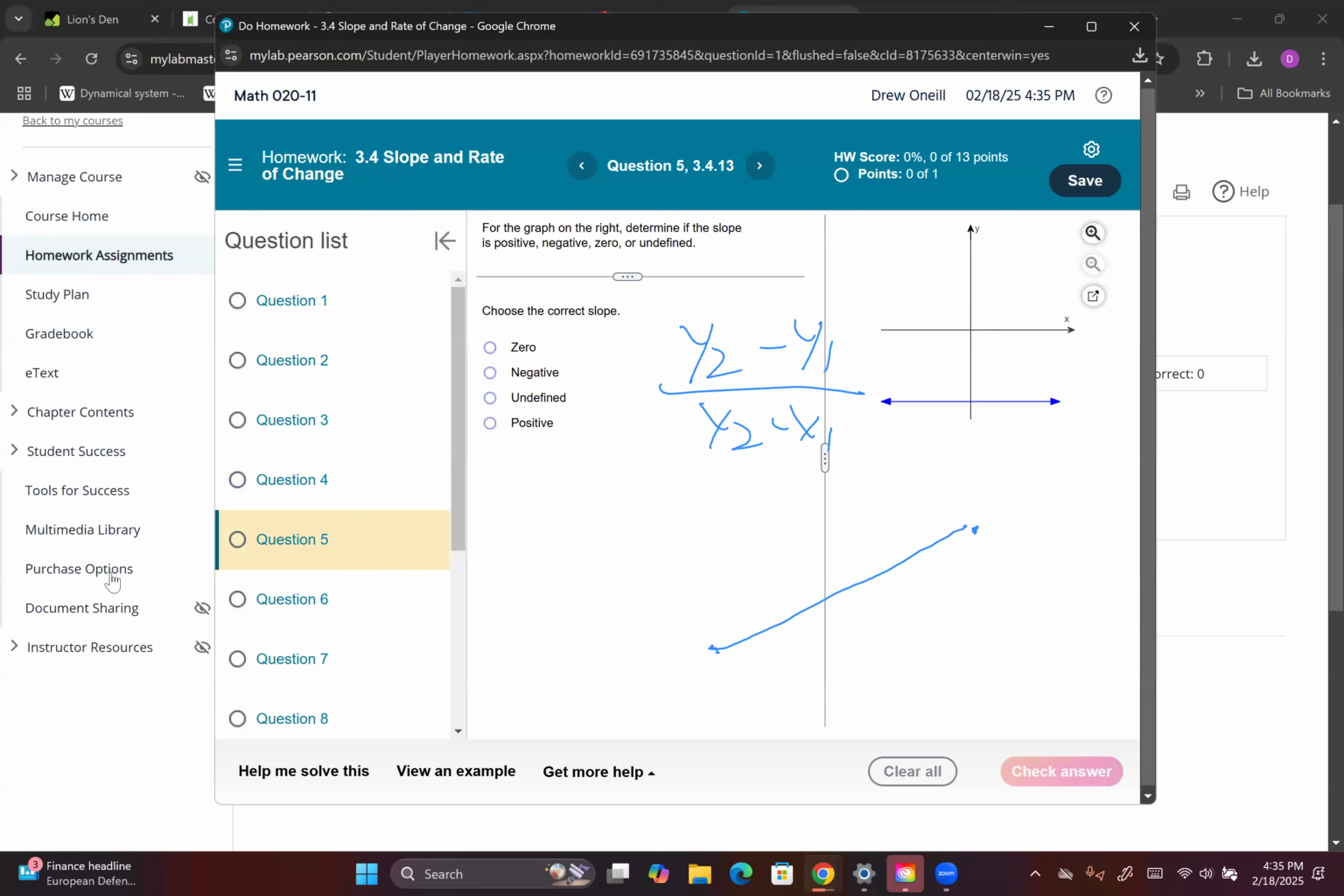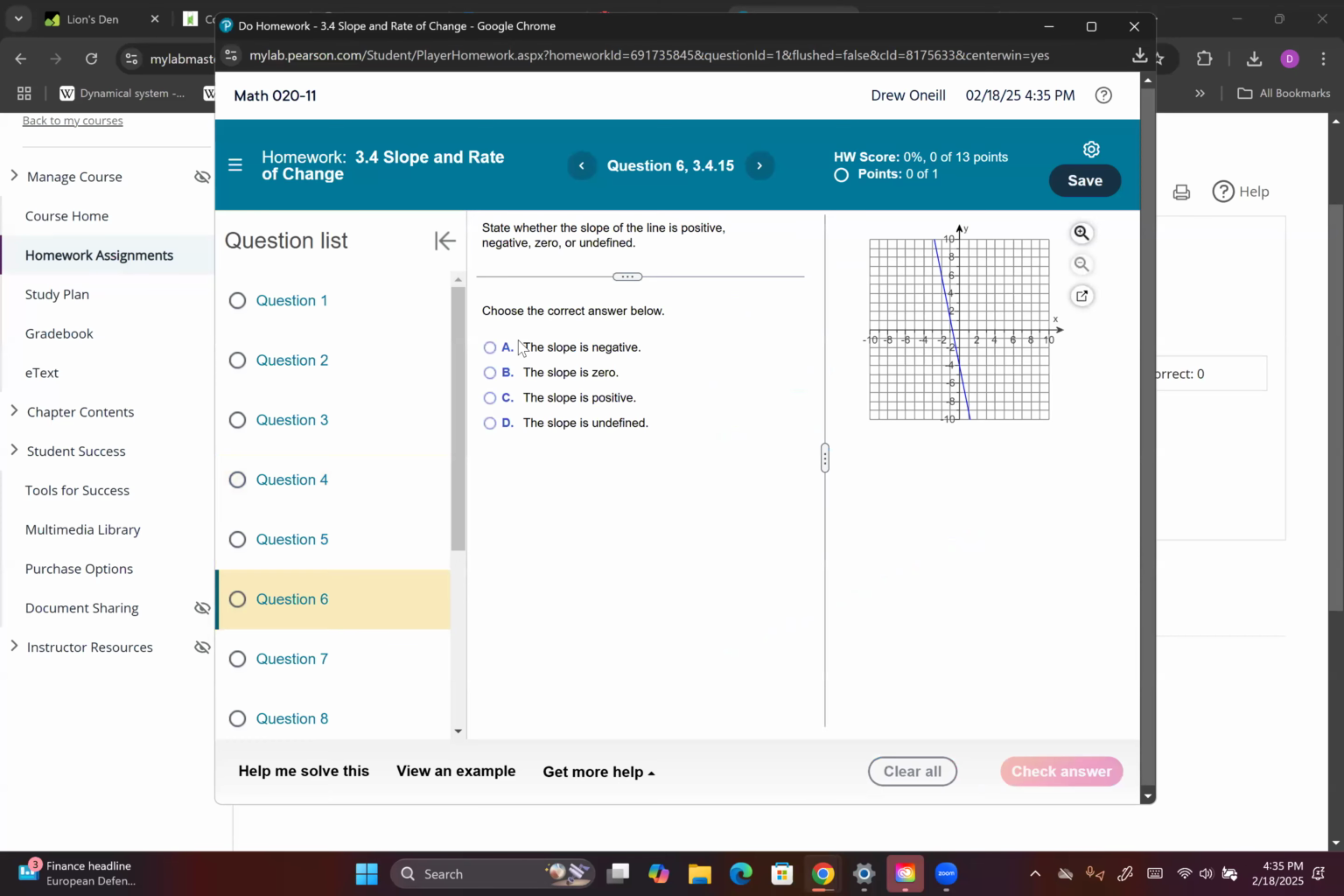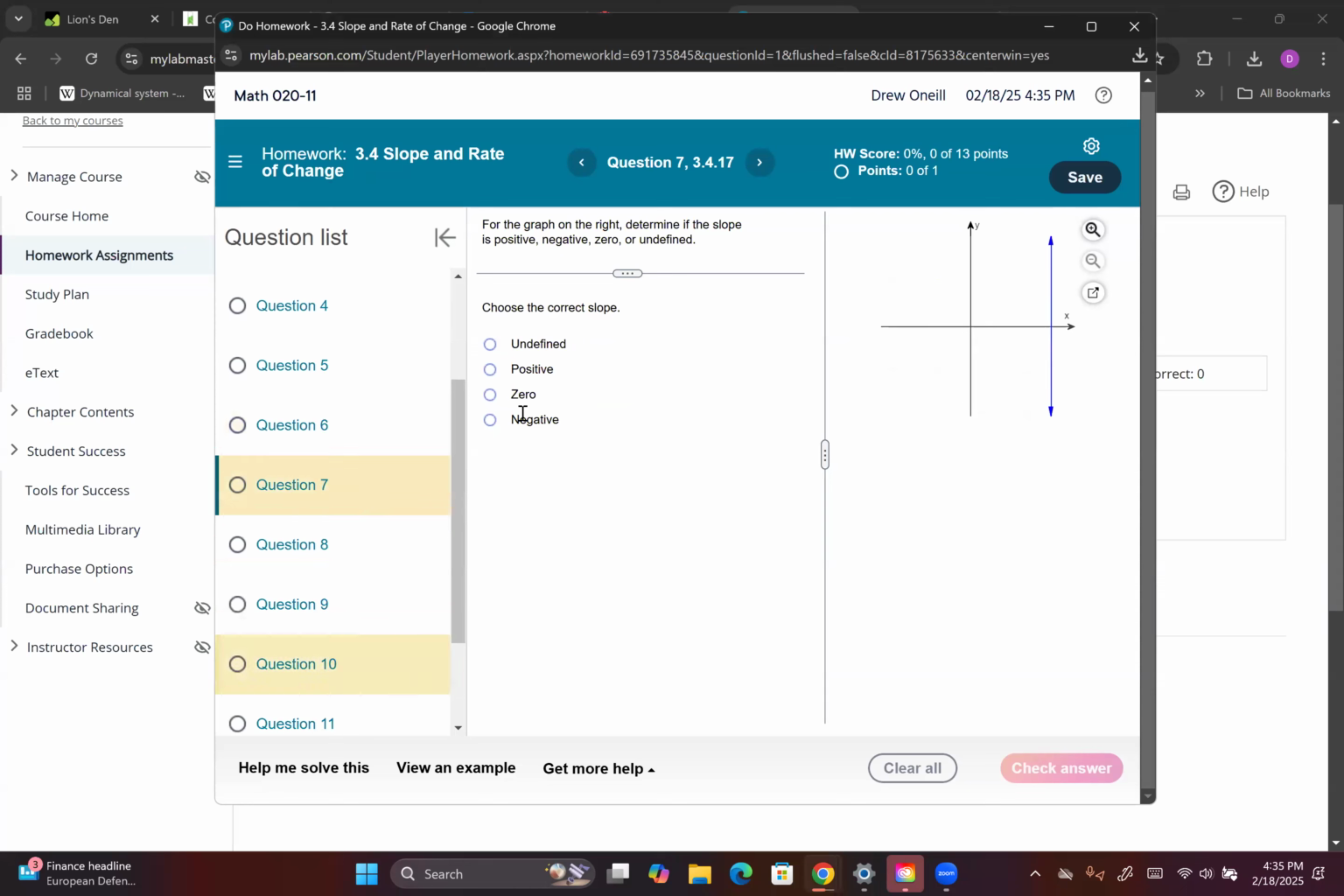Again, when we have a horizontal line, that's zero. It has no slope. There's no rise. This slope is negative, right? As we read it from left to right, the slope's going down as we move left to right. So that's negative. This one is undefined. Easy, straight vertical, undefined.